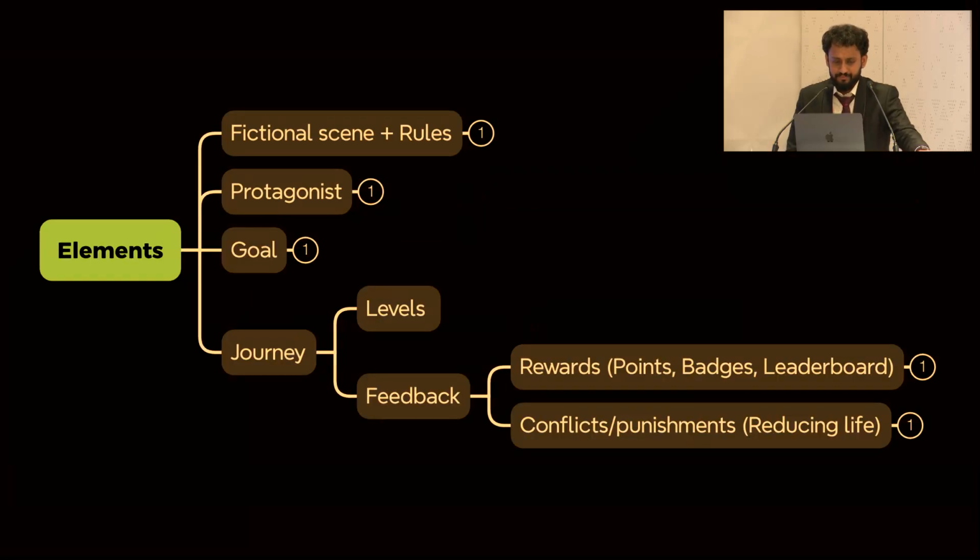Now, a game should have the following elements. Like a movie, the game should have a fictional scene. There should be some rules to create an immersive experience for our learners. And you will have protagonists, the heroes, you will have the villains, the challenges. So imagine a game like a movie. The journey to attain a common goal should have different levels of difficulty. And most importantly, there should be immediate feedback, positive as well as negative. So these are the elements of a game.